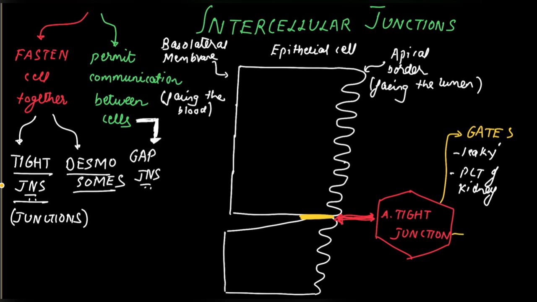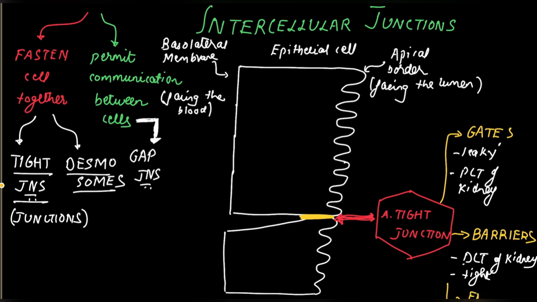Then there could be barriers. You know, barriers are difficult to overcome. So barriers are tight junctions in the distal convoluted tubule of the kidney, the DCT. Barriers do not permit the passage of molecules and ions. Please remember, the tight junctions get gradually tighter as we move along the nephron.